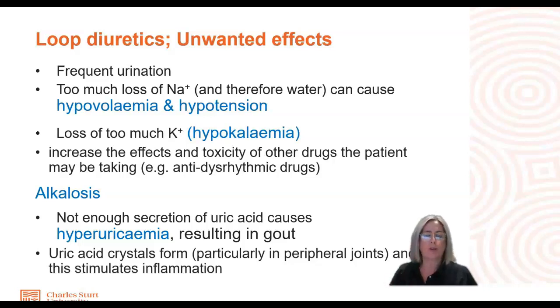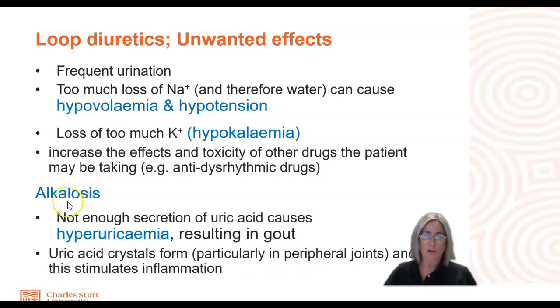Okay, but here you've got somebody who's taking a loop diuretic and they're losing too much potassium from the blood, so they've got hypokalemia. So there's going to be less potassium to compete with the digoxin for the receptor on the pump. So digoxin can happily bind to it, and so that's going to increase the effects of the digoxin and also the toxicity of the digoxin.